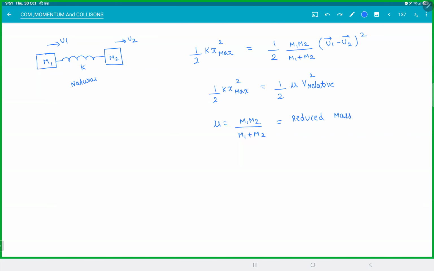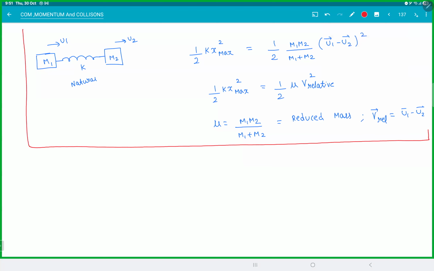So that's why we call it reduced mass. Quite a useful concept. It will come again in SHM, again in atomic physics, that's the last chapter, modern physics, and again in gravitation. You will encounter this thing 3-4 times. So reduced mass is an interesting one. And V relative is simply relative velocity u1 bar minus u2 bar. You should definitely mug up this result. Saves you time in the exam.